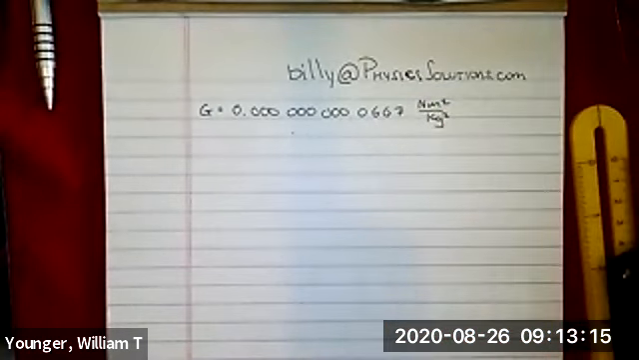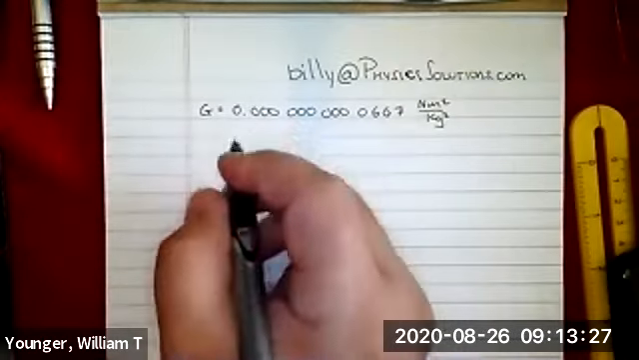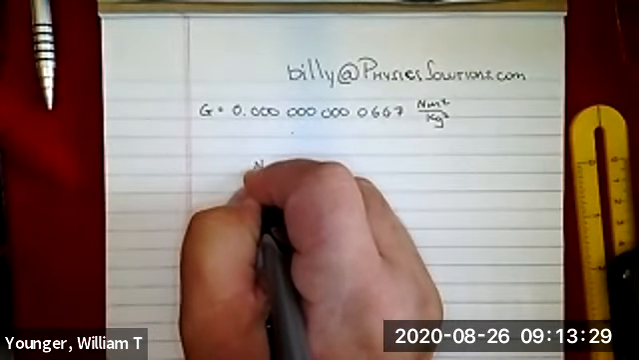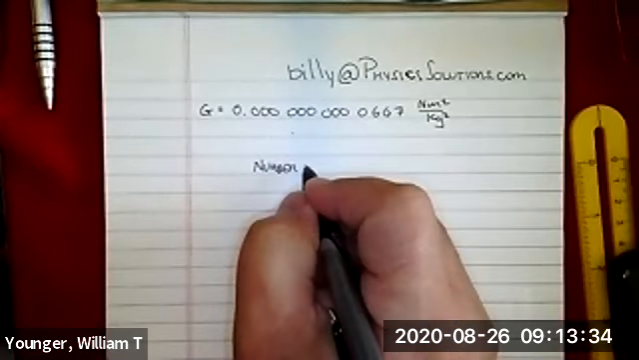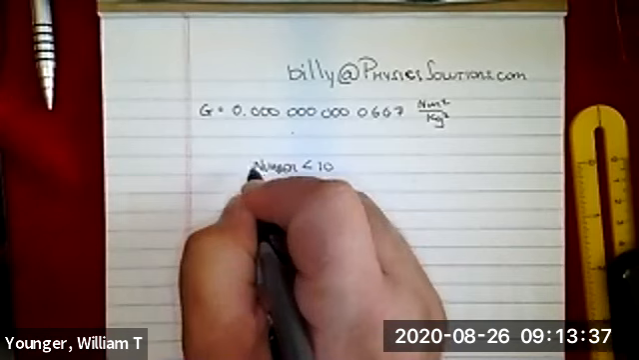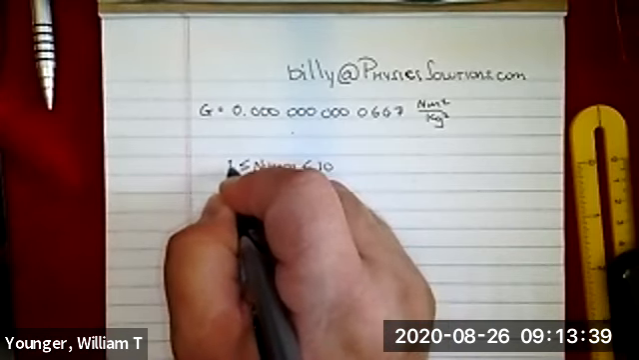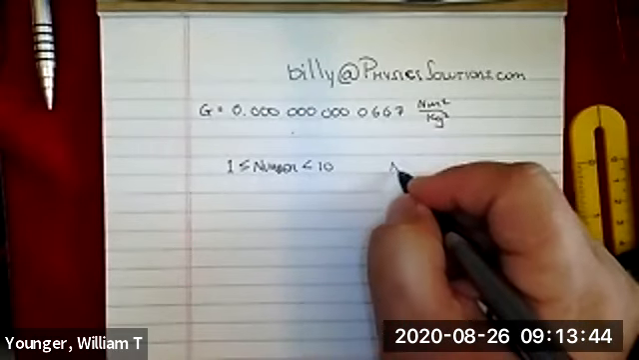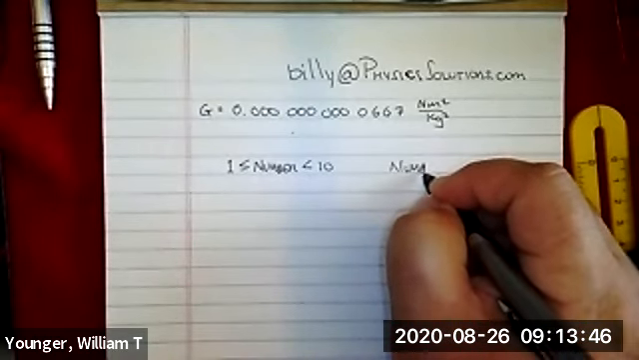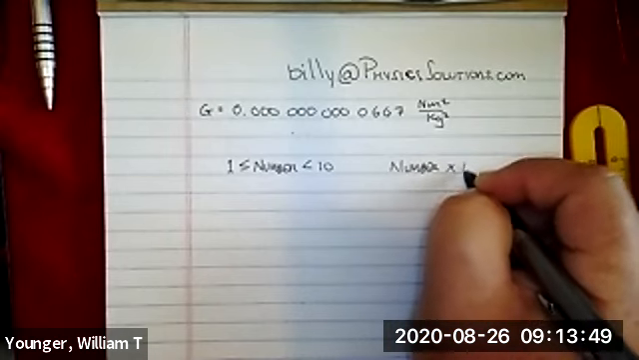So that's a typical small number, if you will, that we'll encounter in physics. Now, the idea with scientific notation is that we want to write this number as a number between 1 and 10. So I want a number that's got to be less than 10, but greater than or equal to 1. And that number would then be multiplied by 10 to some power.